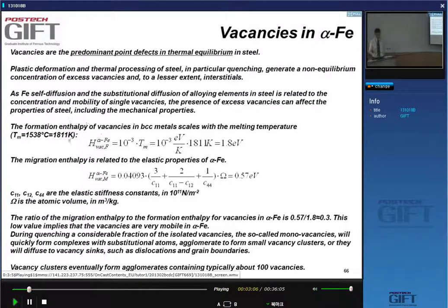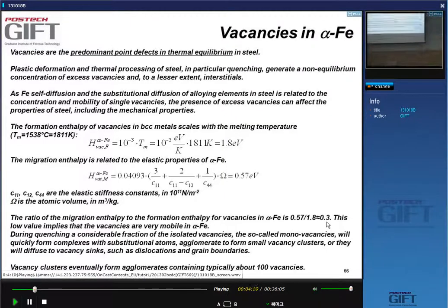Okay. So another thing that's important is looking at the ratio of migration to formation enthalpy of a point defect to have an idea of its mobility. So the enthalpy of vacancy formation in BCC metals is about the melting temperature divided by 1,000. This is of the order of 1.8 eV. The migration enthalpy is related to elastic properties, and so there are formulas for that shown here. And that gives you about 0.57 eV. So if you make the ratio of 0.57 and 1.8, you get a value that's 0.3. Okay. Well, it turns out that that's a really low value, yes, and is a good indication to tell you that vacancies are very mobile in alpha iron.